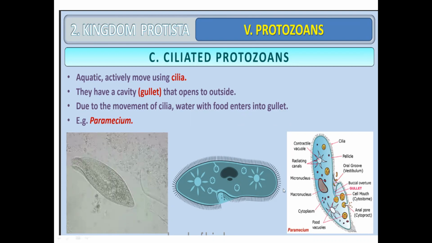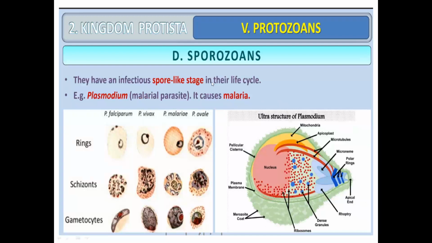They have a gullet, which opens to the outside. Due to the movement of cilia, water with food will enter into the gullet. So water with food enters through this gullet. Example, Paramecium. Next is sporozoa, the last one.